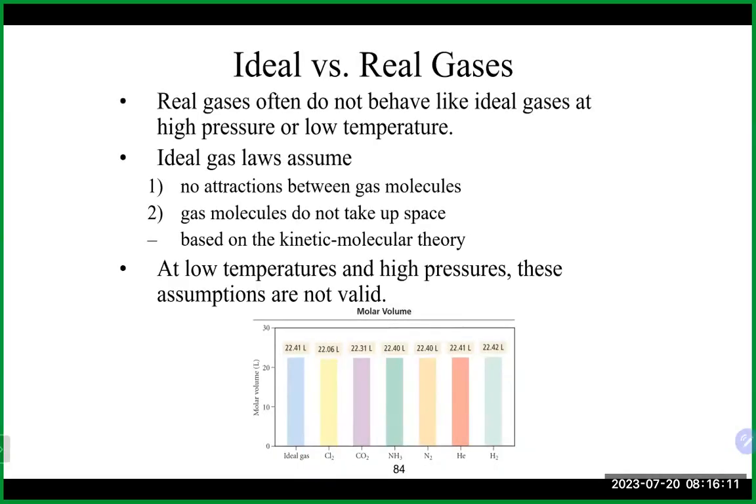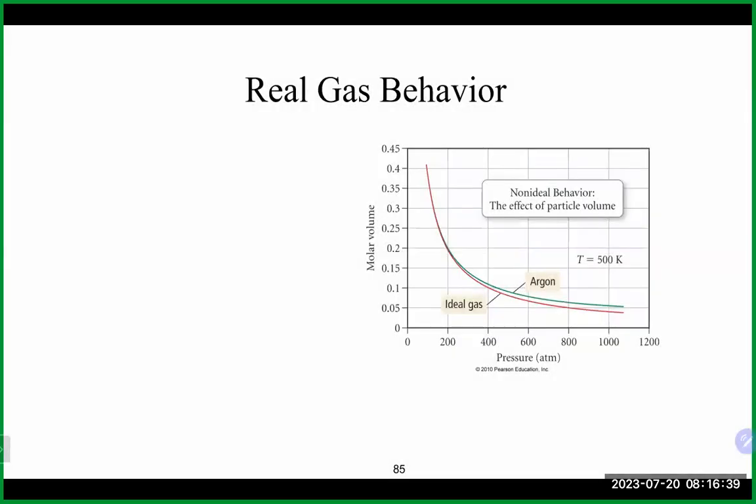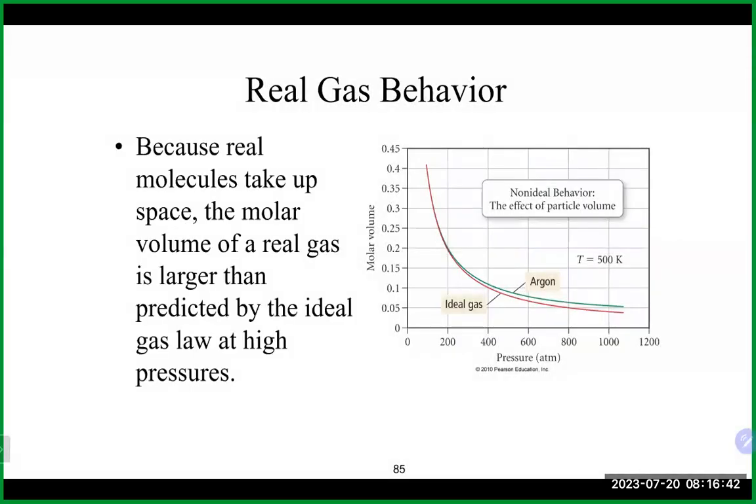So real gases do not behave like ideal gases at high pressures or low temperatures. Again, the two things that we talked about that make an ideal gas really do come into play under these conditions. At low temperatures and high pressures, we do not see those assumptions being correct in terms of the non-interaction and the volume of the gas as well. So when we look at a real gas, because real molecules take up space, the molar volume of a real gas is larger than what would be predicted by the ideal gas law under high pressure situations.